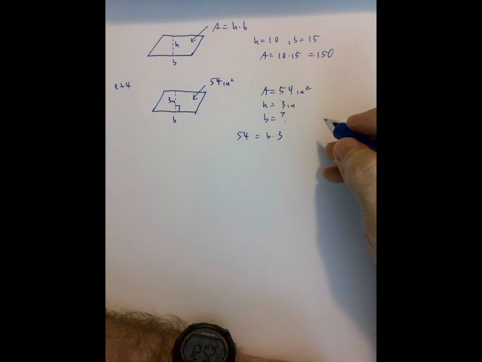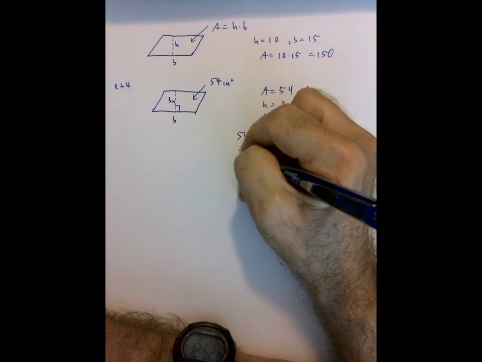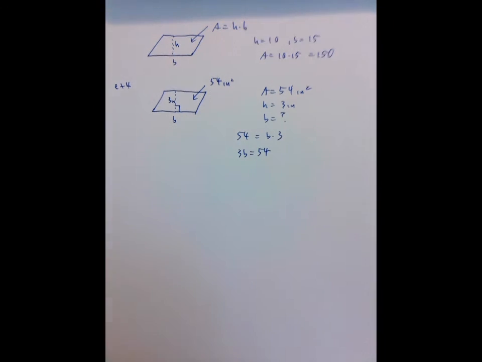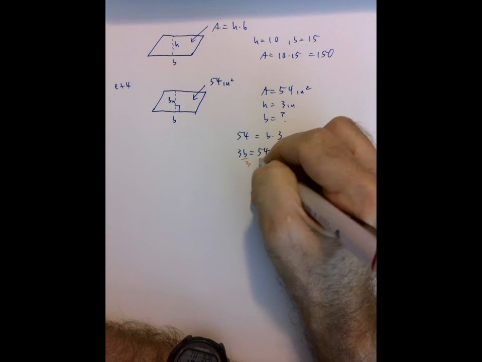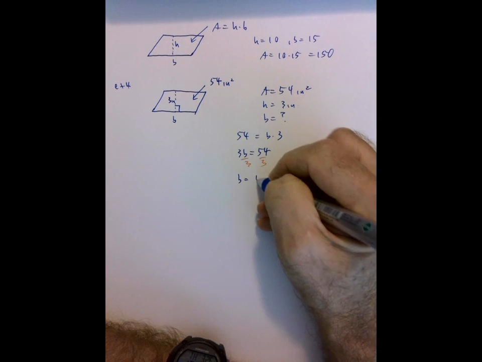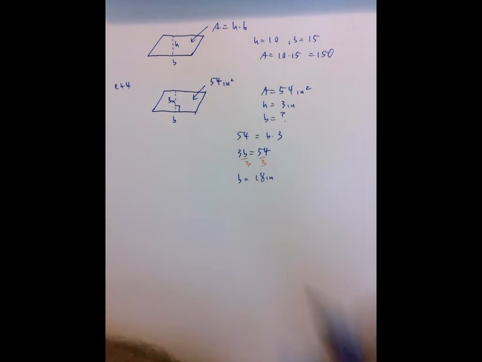Now we rewrite this algebraically. 3b is equal to 54. Now again, it's just a simple little one-step equation to solve. We divide both sides by 3, right? And we get b is equal to 18. In this case, 18 inches, because the units to start with were inches.